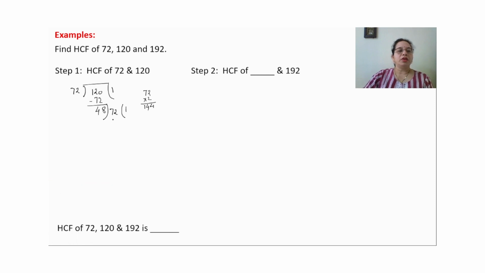Okay, so 48 1s are 48. So 12 minus 8 will give you 4. Now here is 6, 6 minus 4 will give you 2. Again 24 we will consider as a divisor, and the earlier divisor we will consider as a dividend, and now 24 2s are 48. So the last divisor is always your HCF. So the HCF of two numbers 72 and 120 is 24.